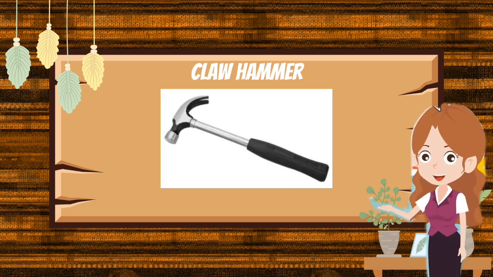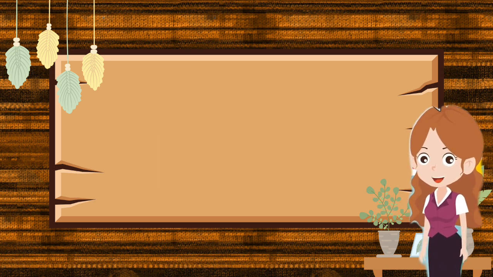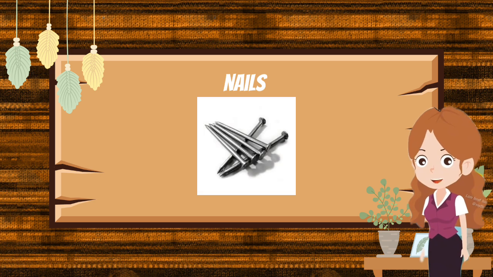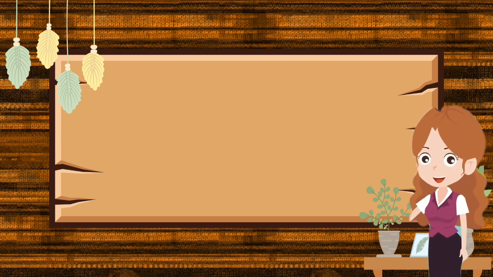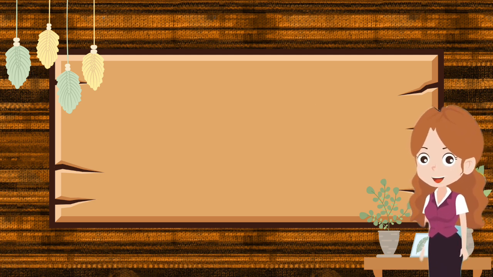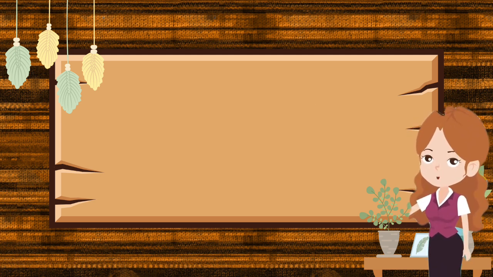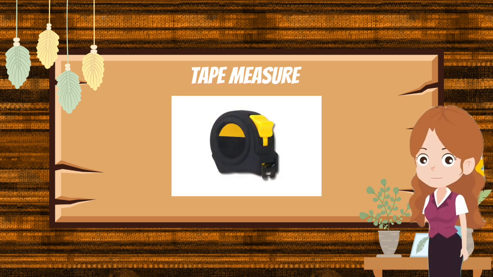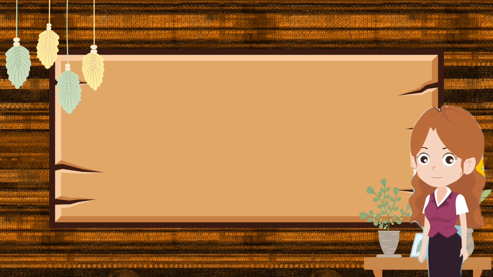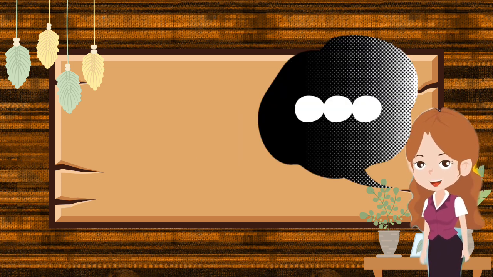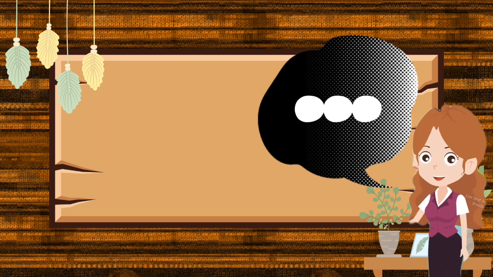So we have a claw hammer. Is this a tool or not? So it is a tool. How about nails? Is this a tool or not? So it is not a tool because it is a carpentry material. How about a tape measure? Is this a carpentry tool or not? It is a tool. So we are done with our motivational game.